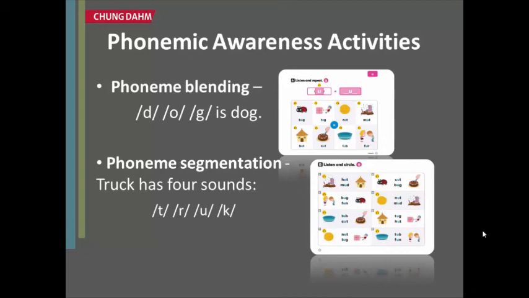The opposite activity is phoneme segmentation. Phoneme segmentation works by the teacher giving the word, and then the students have to break it down into the individual sounds. For example, the word truck has 4 sounds, t-r-u-k. And the teacher gives the student the word, and then the students have to decide what the sounds are.